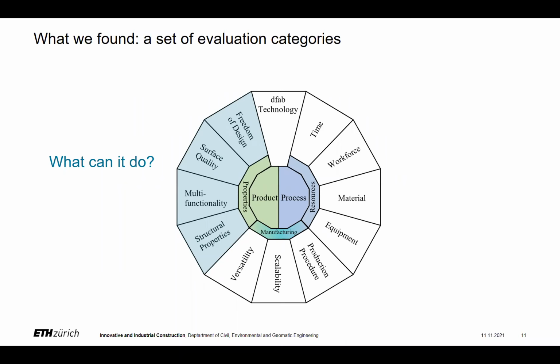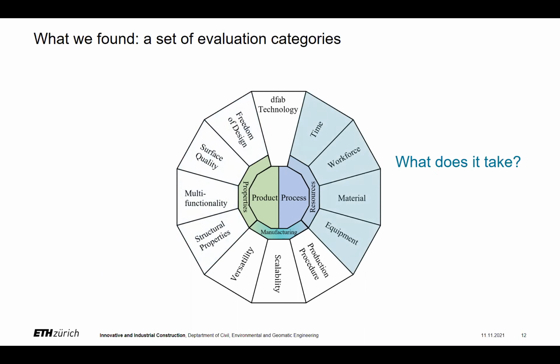What's the surface quality? In other words, how is the quality of the part that I'm making directly influenced by the technology I'm using? Multifunctionality, how many different functions can I integrate in a part that I produce? And structural properties.